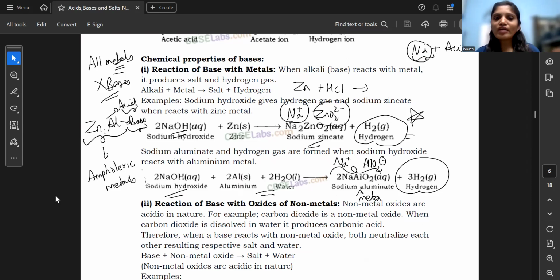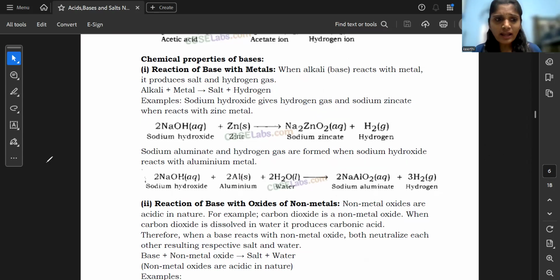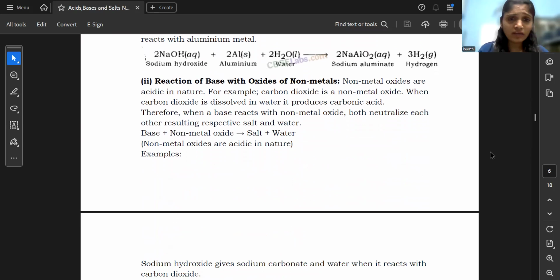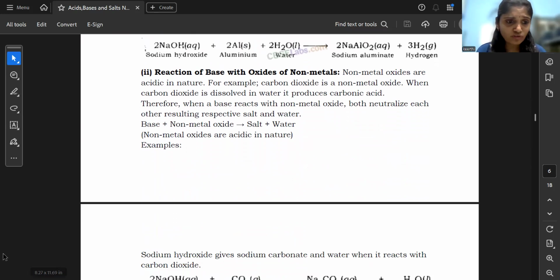Next we will see the reaction of base with oxides of non-metals. Now this is very important. Listen very carefully. With this topic we'll end this session, because I'm doing the acids and bases revision in two videos. This is the first video. In the next video, when I upload, you will have the other part of acids and bases.